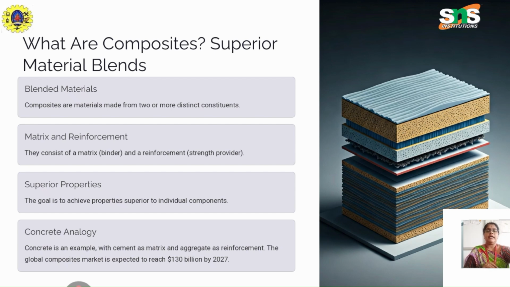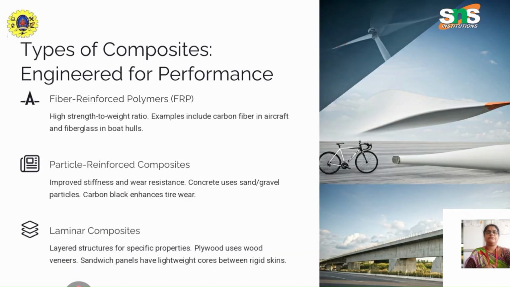A concrete analogy: concrete is an example, with the cement as matrix and the aggregate as the reinforcement. The global composites market is expected to reach $130 billion by 2027. So when you consider the example of cement, it's a good example of a composite material.